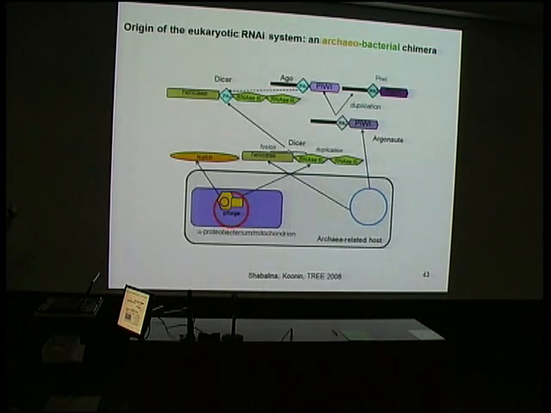So this quintessential eukaryotic defense and regulation system is a very complex archaeo-bacterial chimera, with different components having either archaeal or bacterial origin, and then other components apparently having a bacterial phage origin, in particular the RNA-dependent RNA polymerase that is involved in the amplification of the small interfering RNAs.